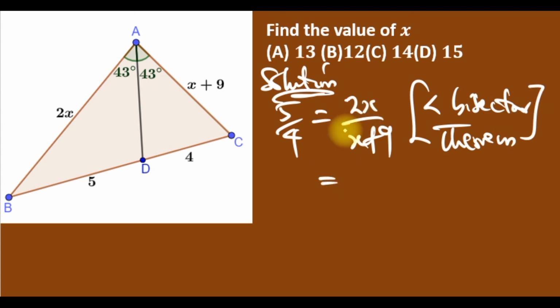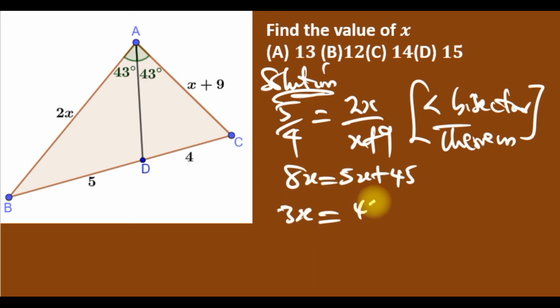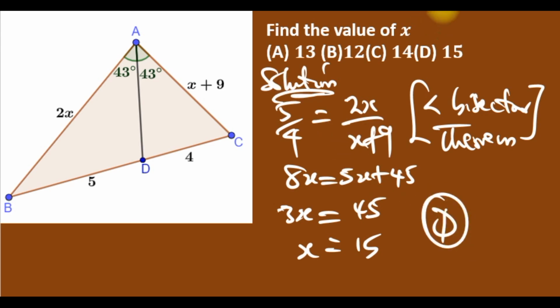So cross multiply: 2x times 4 is 8x. 5 times x is 5x. 5 times 9 is 45. 8x minus 5x is 3x. So we are left with 45 here. Therefore, x is 45 over 3, which is 15. So our answer is option D.